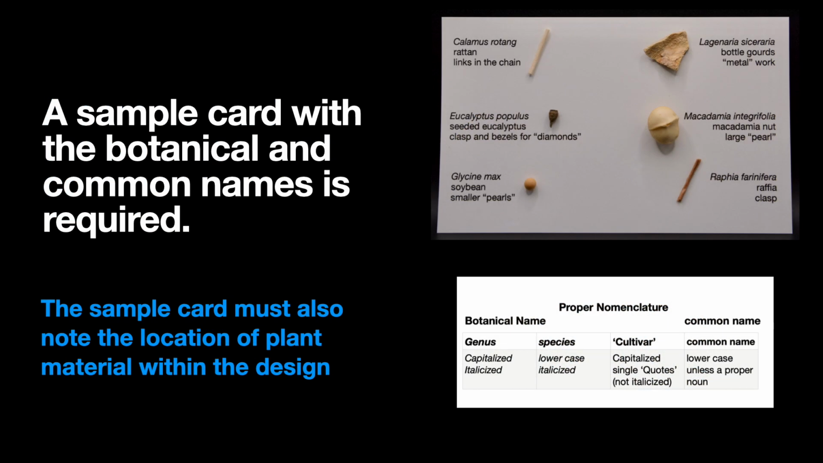What used to be called a key card is now called a sample card with the botanical and common names, and properly use the nomenclature as listed on the GCA website. And what we've done now, and why we call it a sample card, is that we're asking the exhibitor to note the location of the plant material within the design. So in other words, this exhibitor used rattan as links in her necklace.